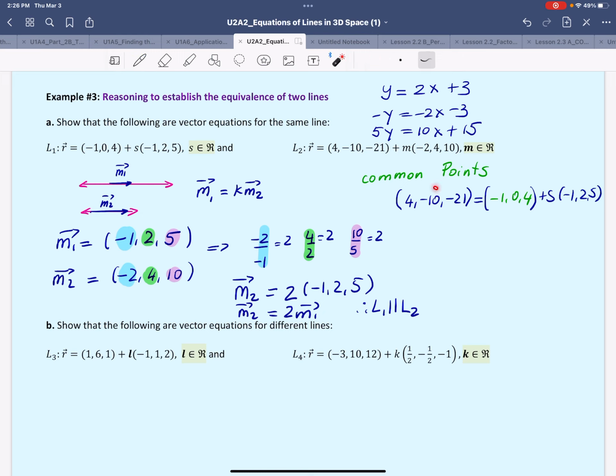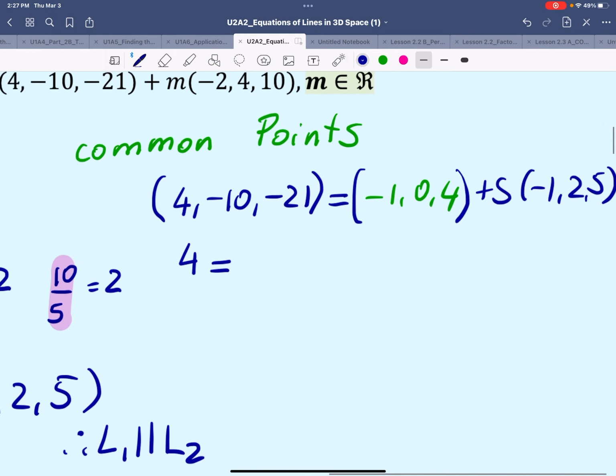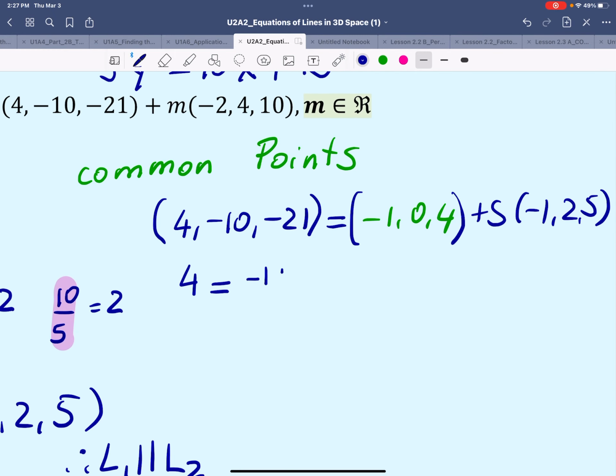So if this point fits into this line, then we'll be able to find the same multiplier s for each and every coordinate. So using parametric equations, you will have 4 equals -1 plus s times -1. So this -1 here plus s times -1. So 4 equals -1 minus s. So s would equal -5.